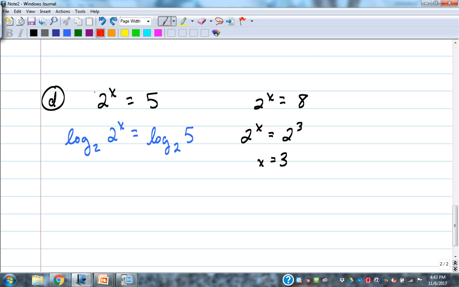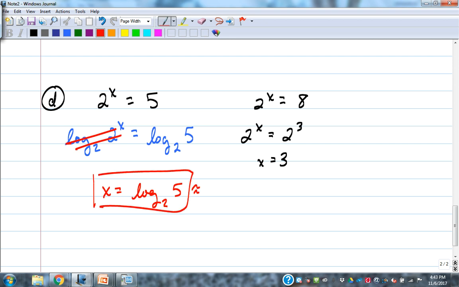Okay, and then one of our properties from 6.5 says that cancels out to give you x. It's just log base 2 of 5, because that doesn't simplify any. That's the exact answer. The decimal approximation for that, you can use our calculator to find.